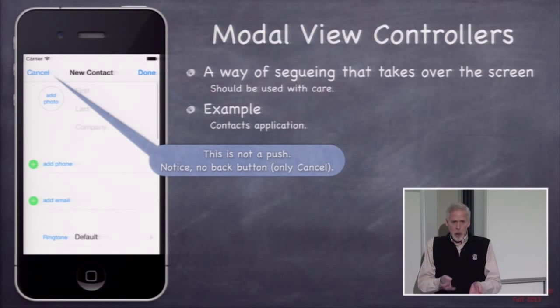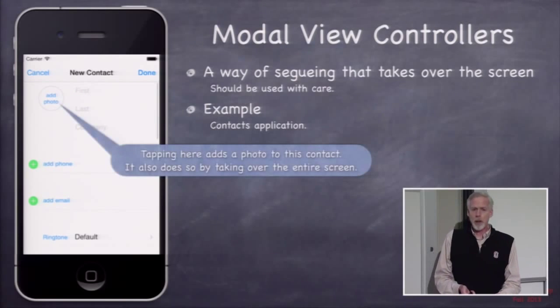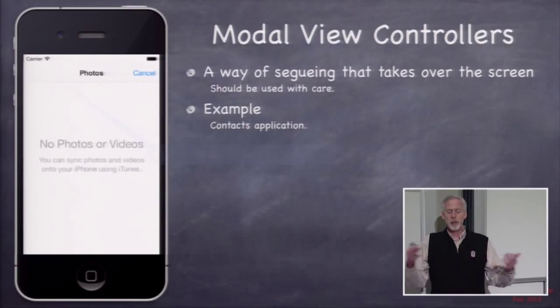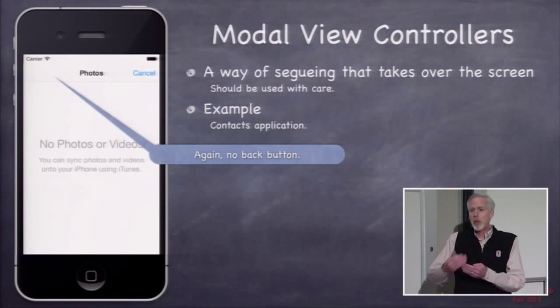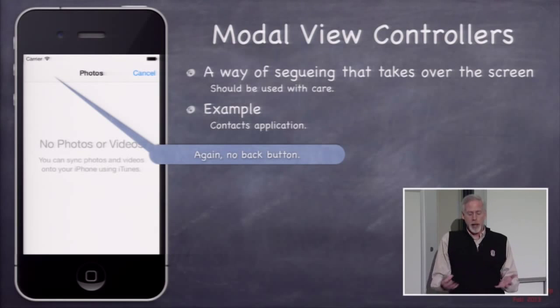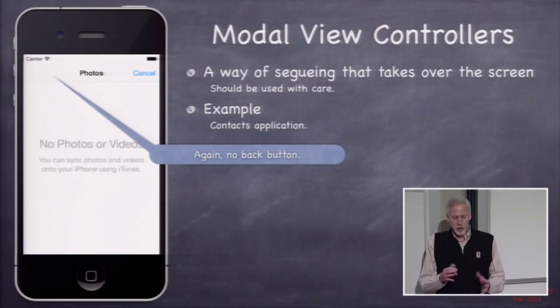So we have this modal view controller that's taken over the screen, and for example, there's another button on this one, Add Photo, which uses another modal view controller and covers this one's screen. Let's watch what happens when we hit Add Photo. See, that covers up the whole screen again. So now I have two levels of modal segues happening here. And again, it's not a push, there's no back button. In this one, the cancel button happens to be on the right. I don't have any photos or videos to choose here on this device, but you can see no back button there.